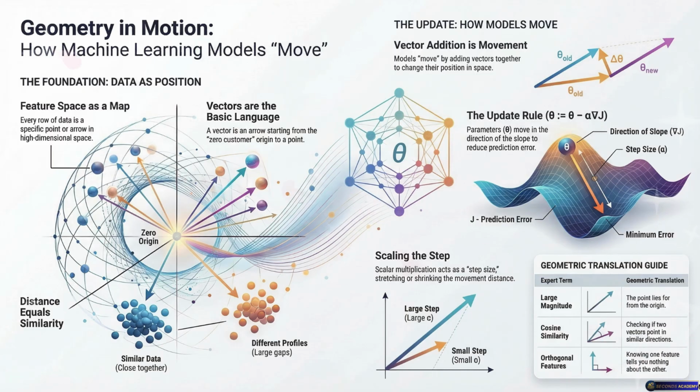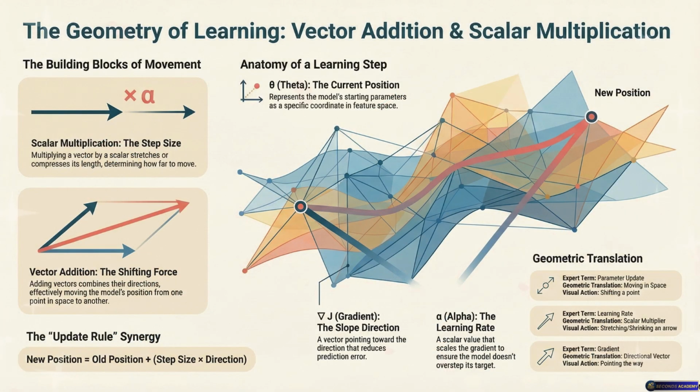The robot recalculates its new position, updates the theta vector, checks the slope again, turns away from the upward gradient, and takes another step down. It's just looping. It loops this vector addition and scalar multiplication thousands of times, physically hiking down the geometric terrain until it reaches the absolute lowest point in the valley where it can no longer descend.